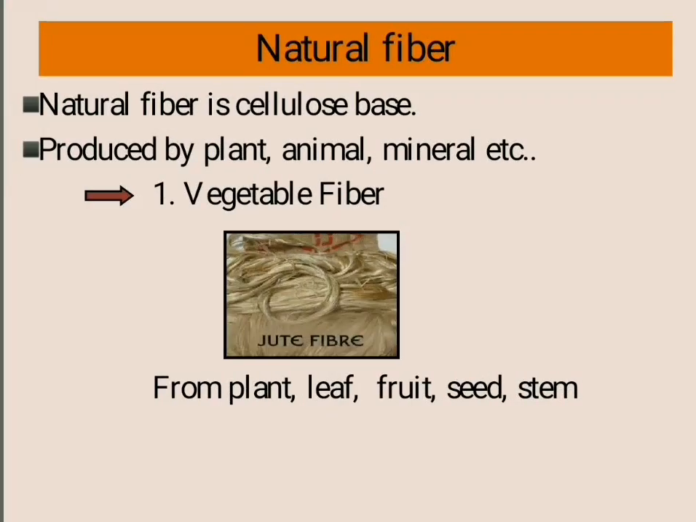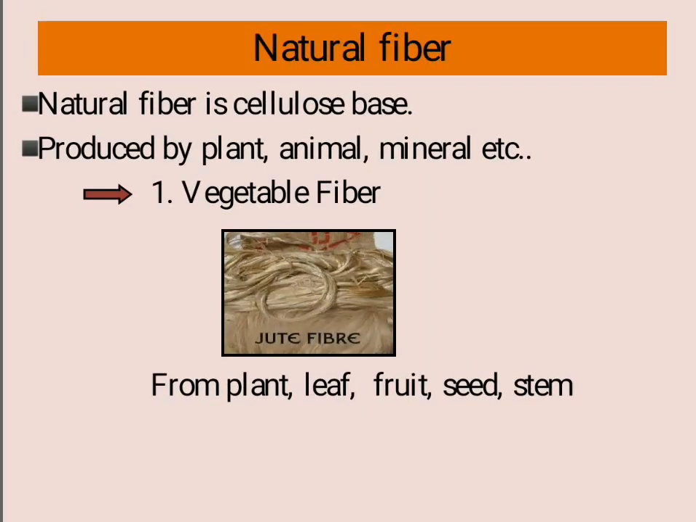Natural fiber. Natural fiber is cellulose based, produced by plant, animal, minerals, etc. The first one is vegetable fiber. The vegetable fiber is obtained from plant, leaf, fruit, seed, stem. This is the vegetable fiber. The jute fiber is obtained from the stem.